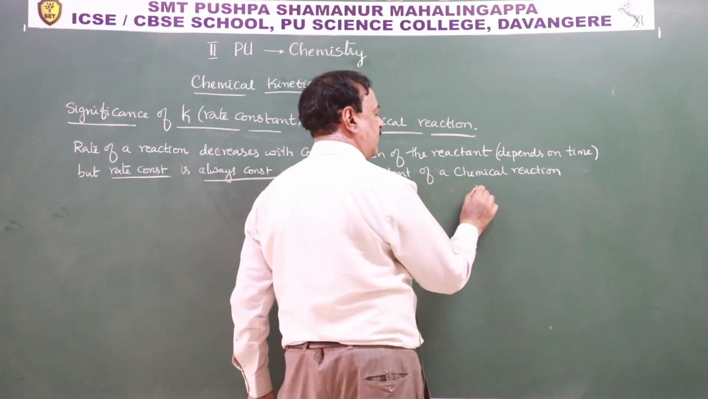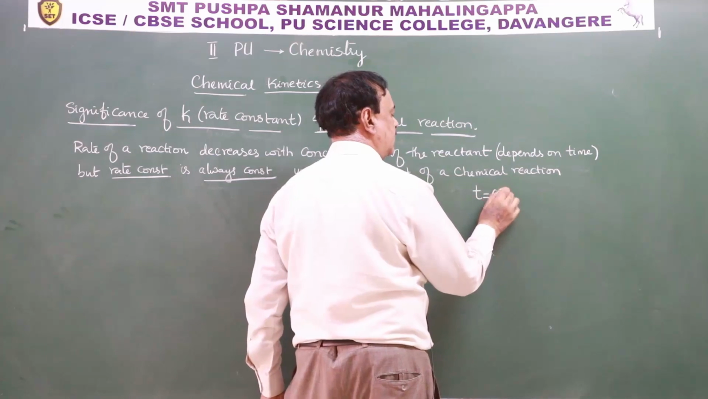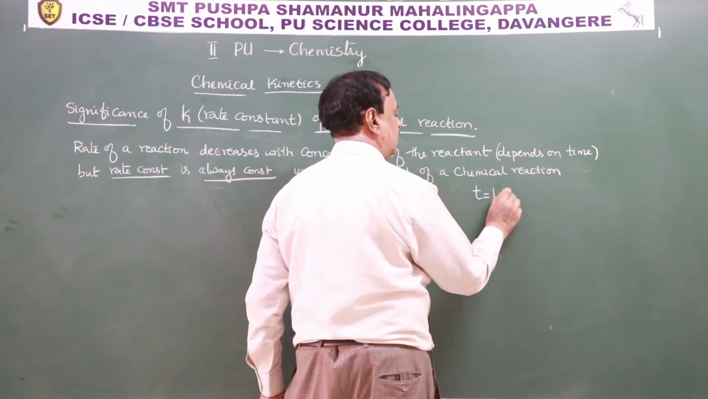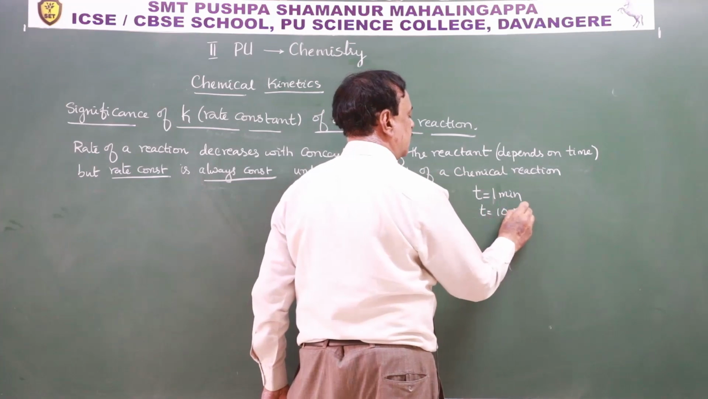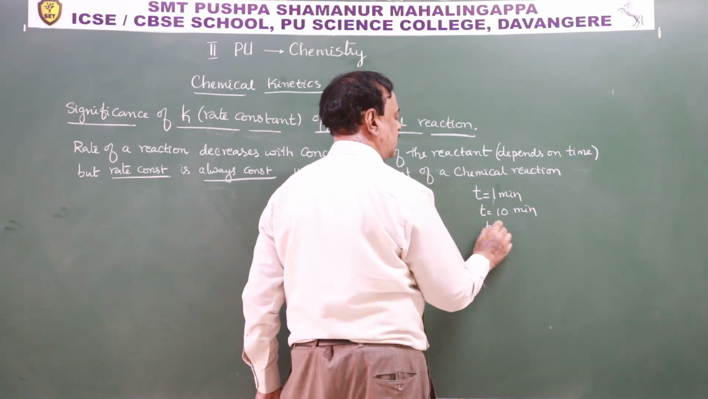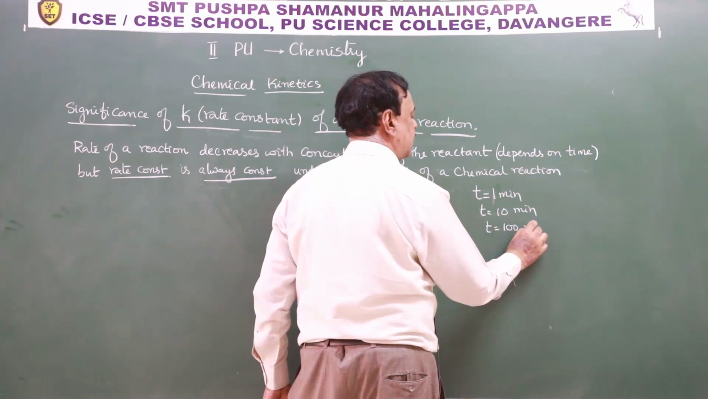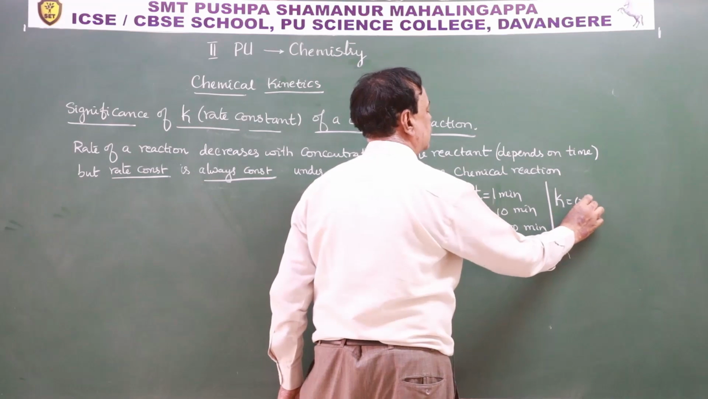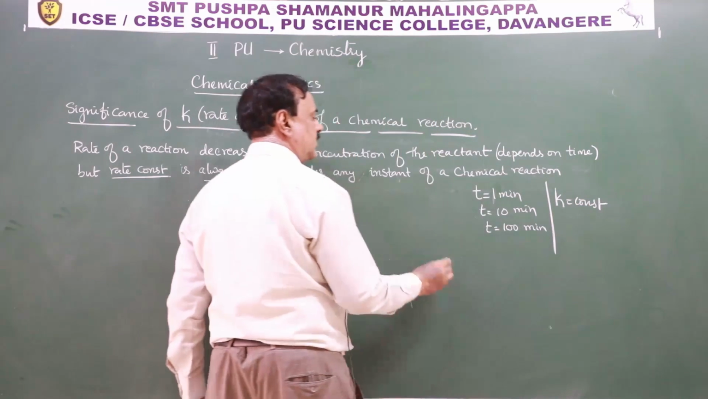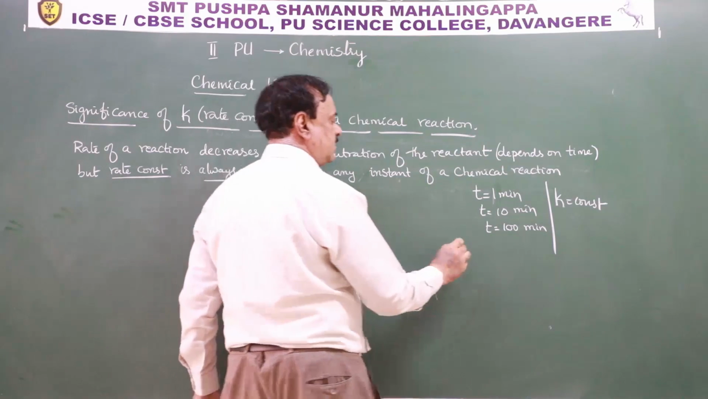Means when you find this K value for t equal to, suppose, 1 minute, and when t is equal to 10 minutes, or when t is equal to 100 minutes, the K value is found to be constant. But the rate of a chemical reaction changes.